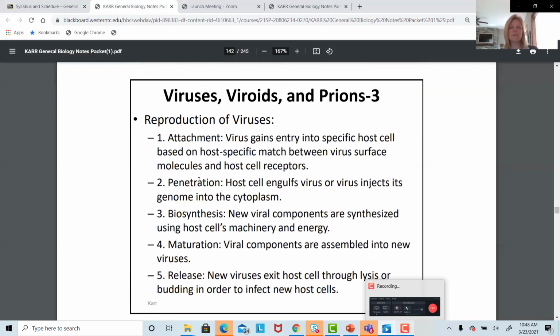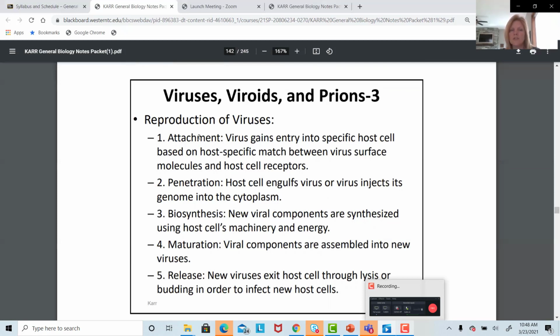Number 1, first step is they attach. They attach to our cells via those spike proteins in the case of the coronavirus, and they gain entry through the mucous membrane into the cells, and then they take over. So they penetrate, they inject the virus into the cytoplasm of the host cell.